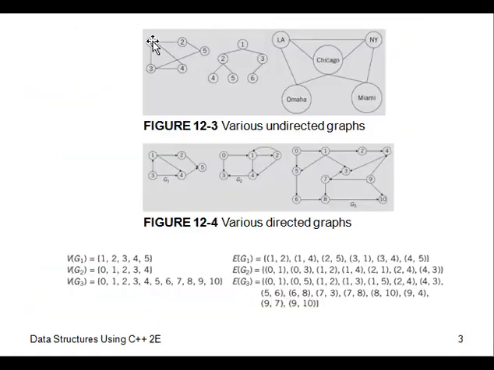So here the vertices are 1, 2, 3, 4, 5. These are the vertices, and the edges are 1, 2. That is, a node pointing to another node is called an edge. That is 1, 2, 1, 3, 3, 4, 3, 5, 1, 4, 2, 5. These are the edges.